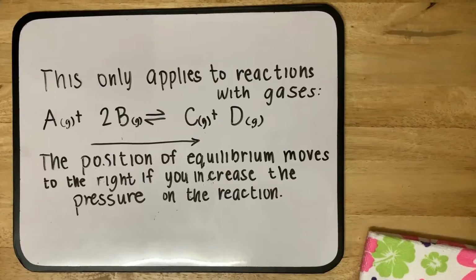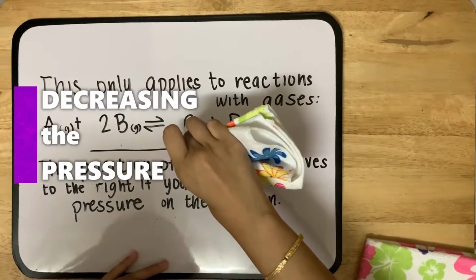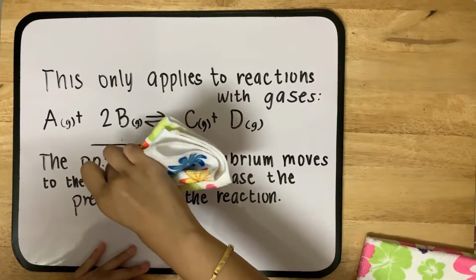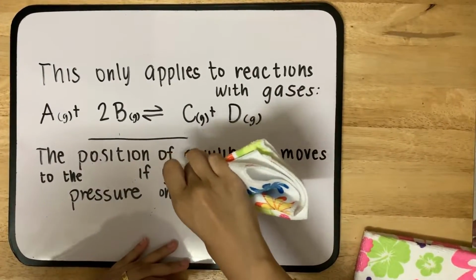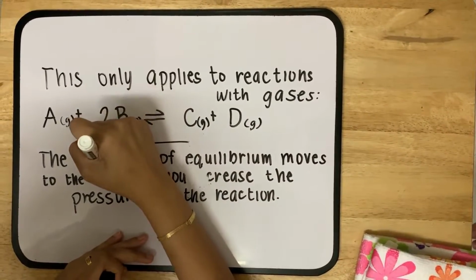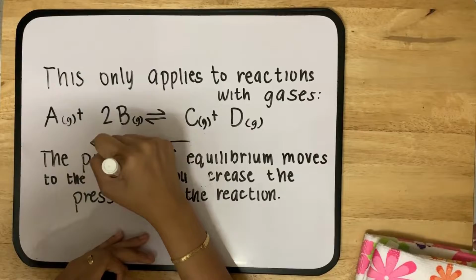What would happen if you change the conditions by decreasing the pressure? The equilibrium will move in such a way that the pressure increases again. It can do that by producing more molecules. In this case, the position of equilibrium will move towards the left-hand side of the reaction.